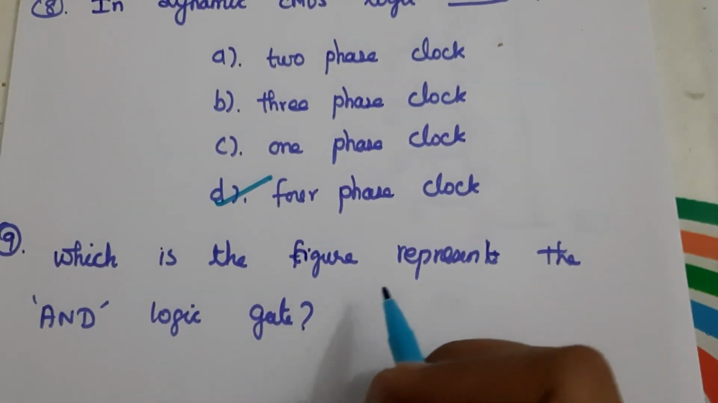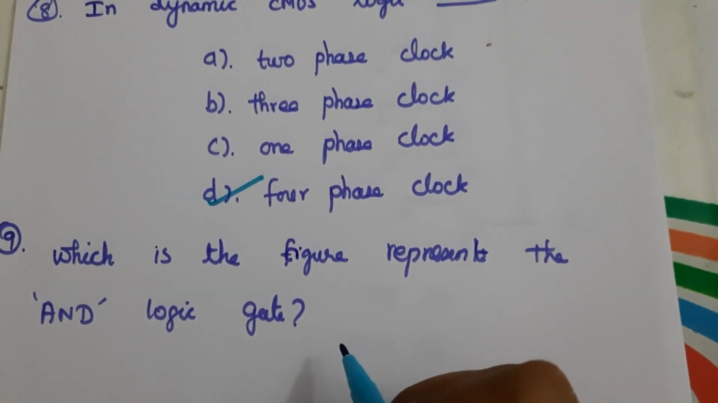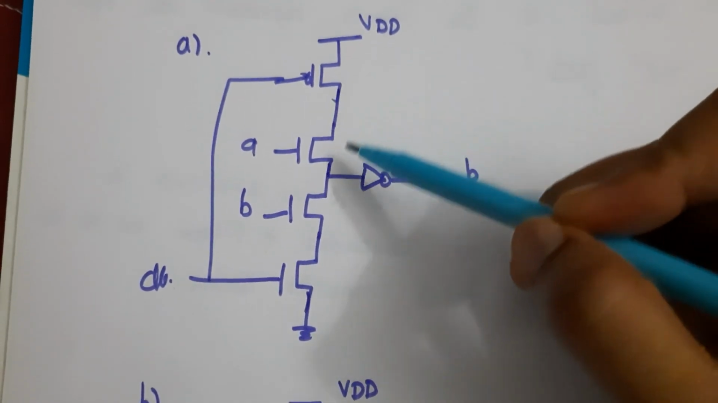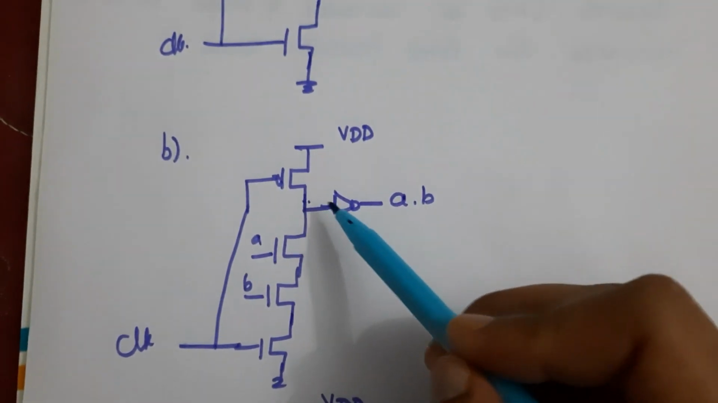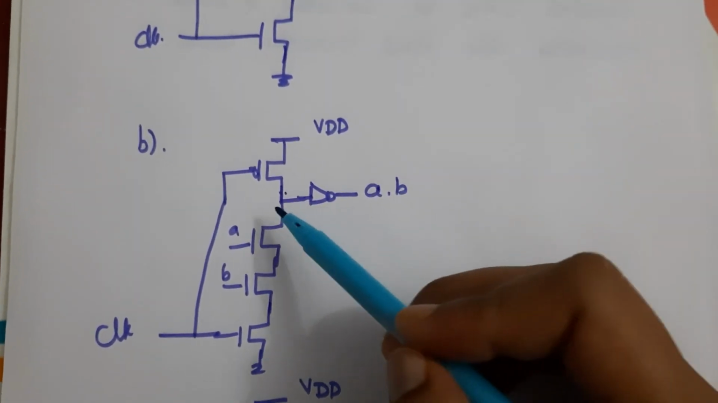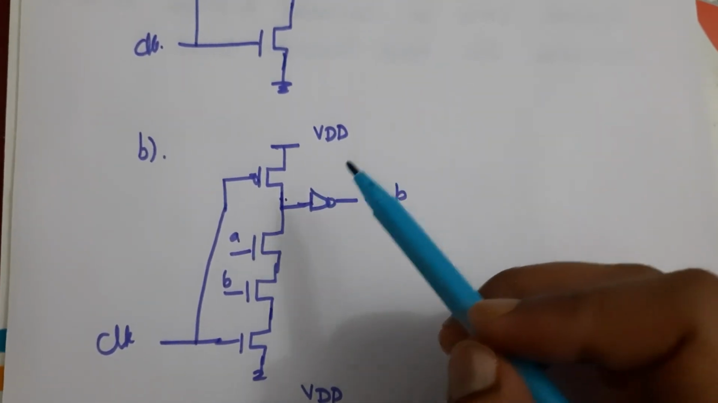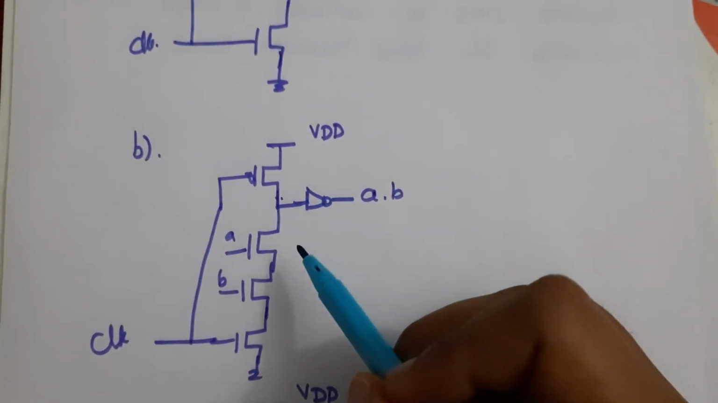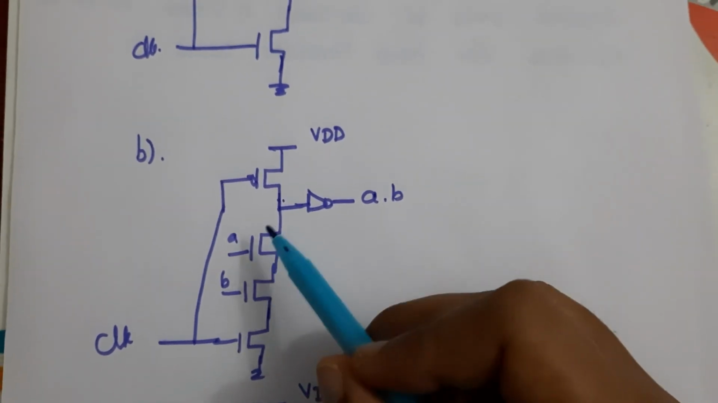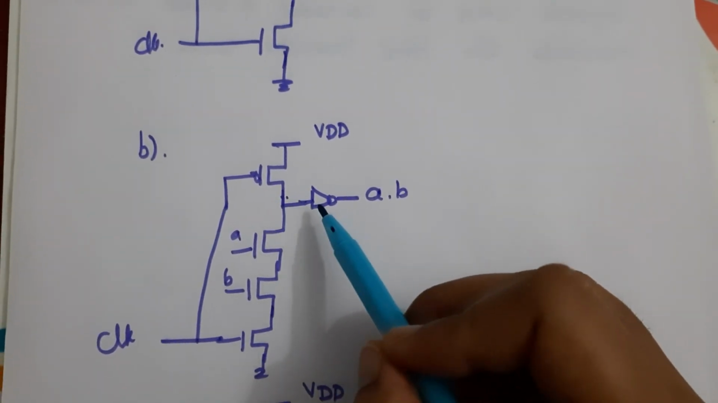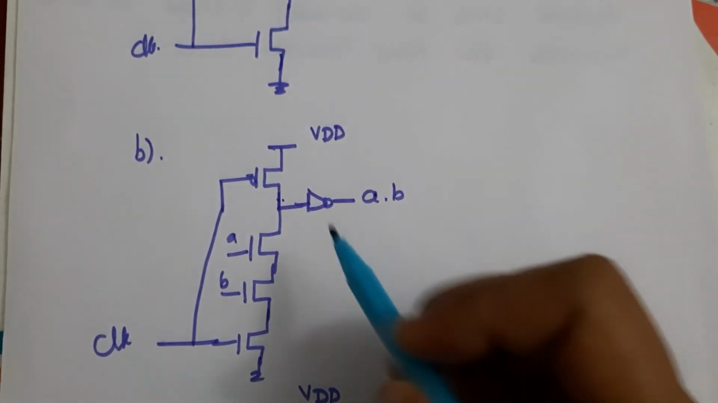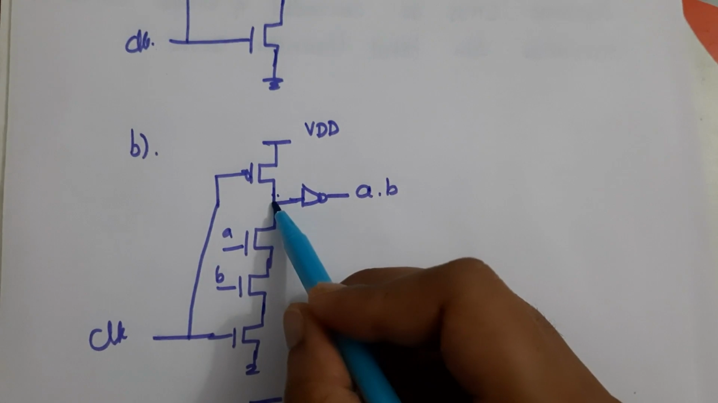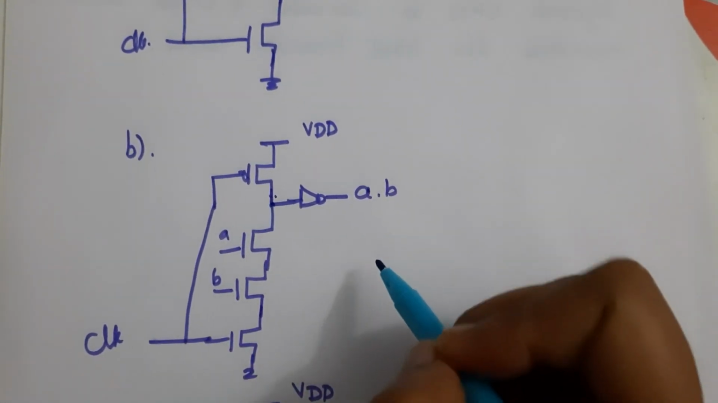Next question: which figure represents the AND logic gate? In the first one, we take the output at this point, so this is the wrong one. Normally the AND gate means we use a series connection, and for the OR gate we use a parallel connection. So here, for the AND gate, A and B are in series connection and the output is taken from this point. So here the answer is B.